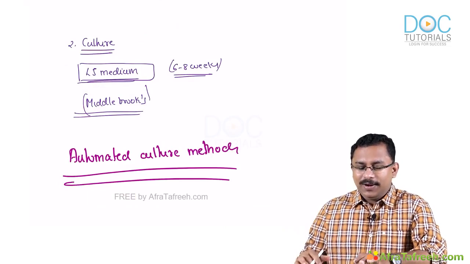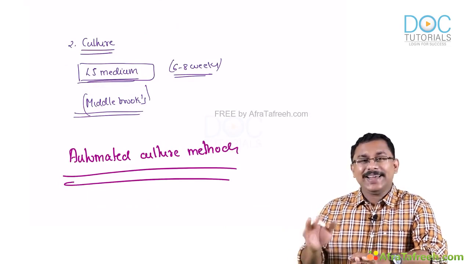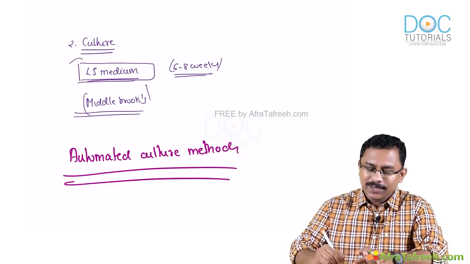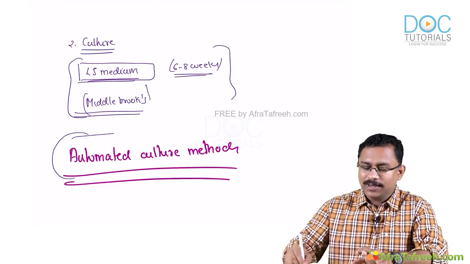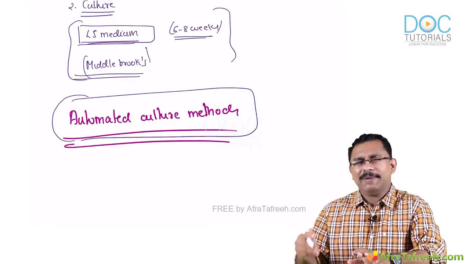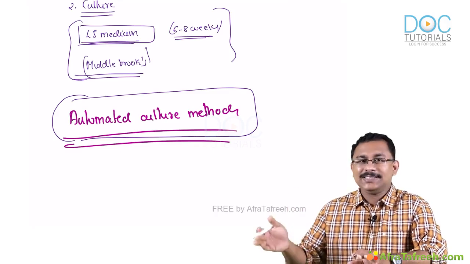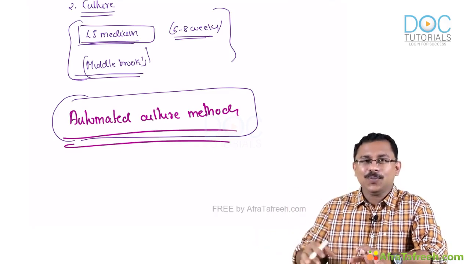Okay, all right. So that is the next method that you have, that is your culture methods. So you know about the traditional ones as well as the automated culture methods. That is your BACTEC 460 as well as your BACTEC MGIT 960. Okay, so these are the automated cultures.